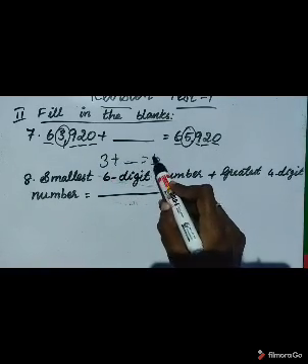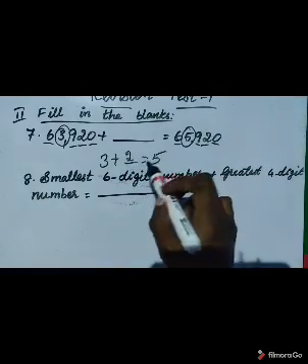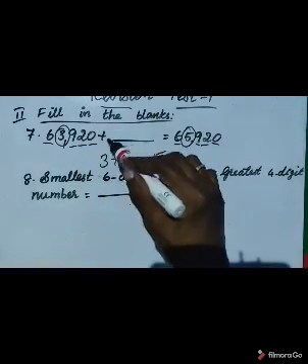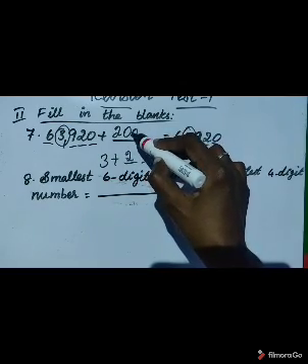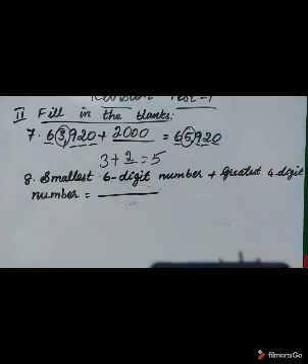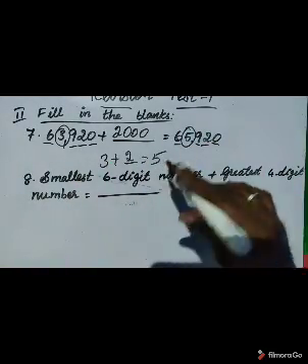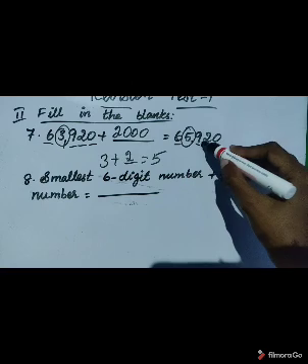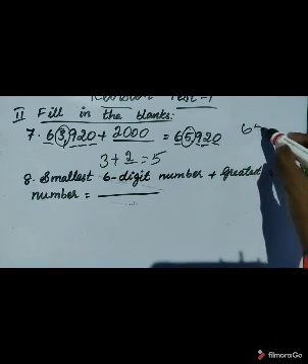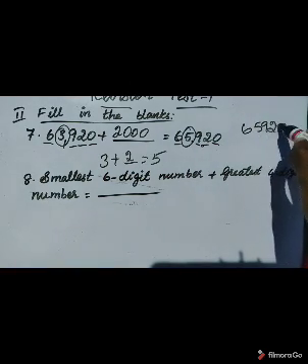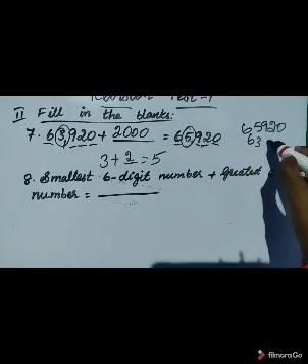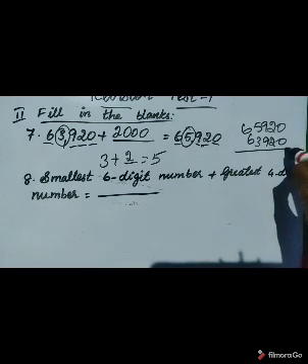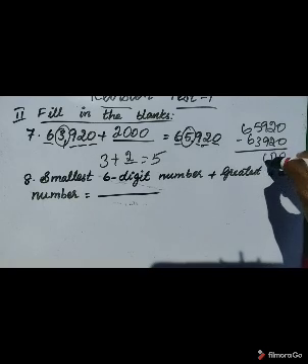Next one, smallest 6 digit number plus greatest 4 digit number. Smallest 6 digit number: to write the smallest number, start with 1 and write 0 for the remaining digits. So 1, 0, 0, 0, 0, 0. This is the smallest 6 digit number. Plus with this you have to add the greatest 4 digit number. To write the greatest number, only 9s. So 4 digit number, you write 9999.